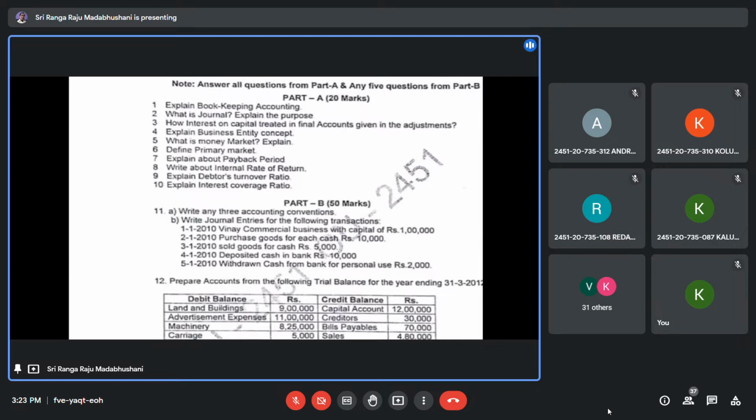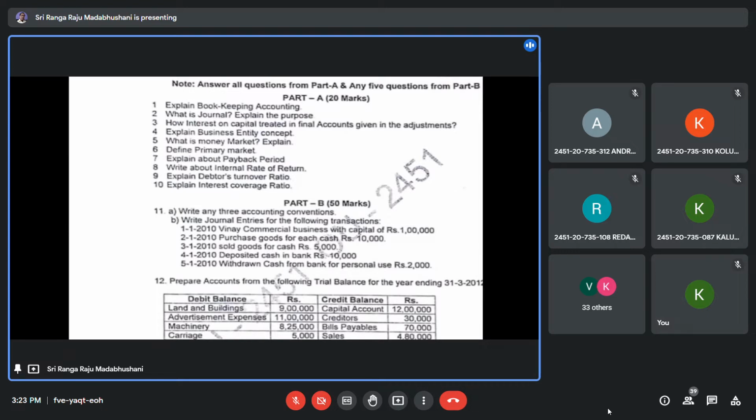See, while explaining the adjustment, I said one can expect a short note on adjustment. So the interest on capital should be calculated on capital, and it should be shown on the debit side of the profit and loss account, and secondly added to capital on the liability side of the balance sheet. And business entity concept.